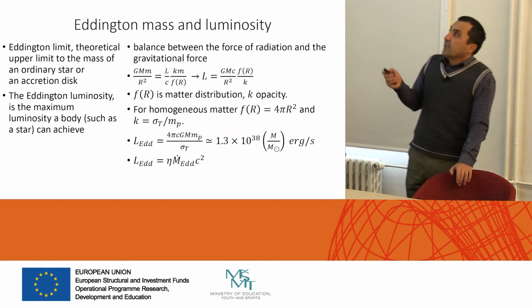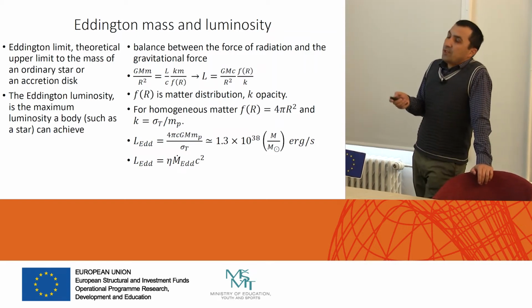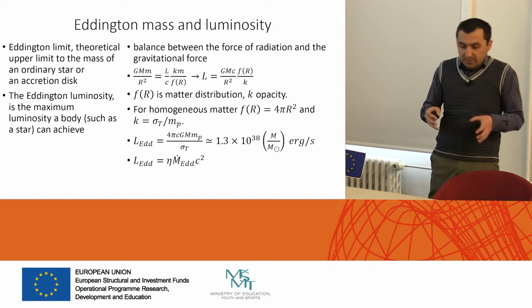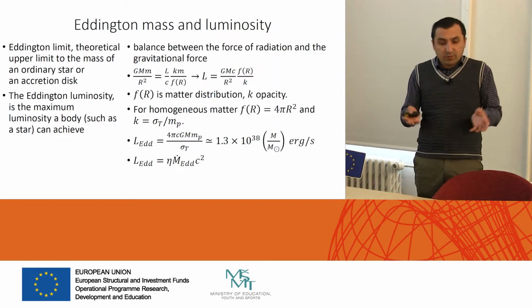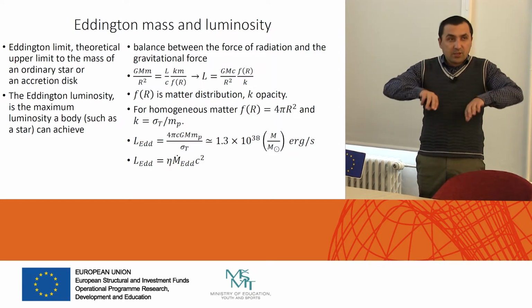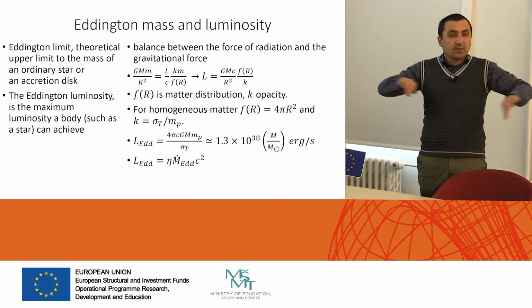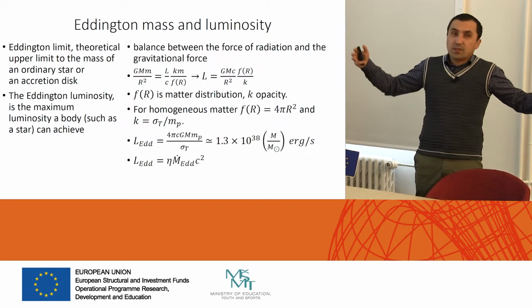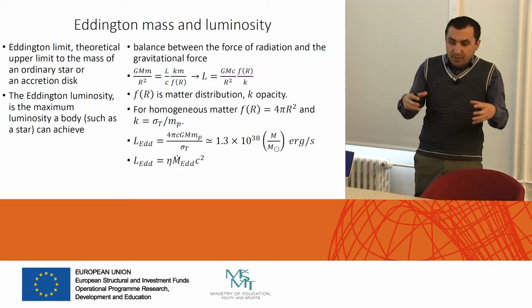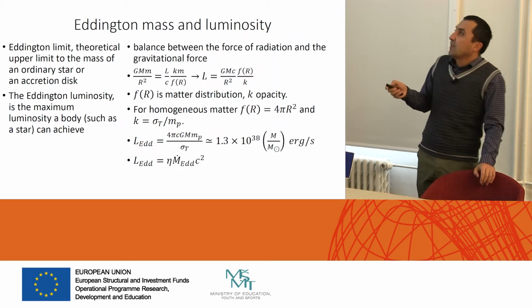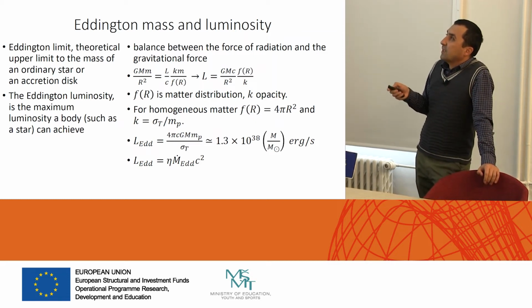The calculation is quite simple. We use the balance between the radiation force and the gravitational force. Assume we have a sphere. Inside the sphere the radiation pressure pushes the medium outward, and the gravitational force compresses it inward. Here is the balance between the gravitational force and the radiation force, F_R.